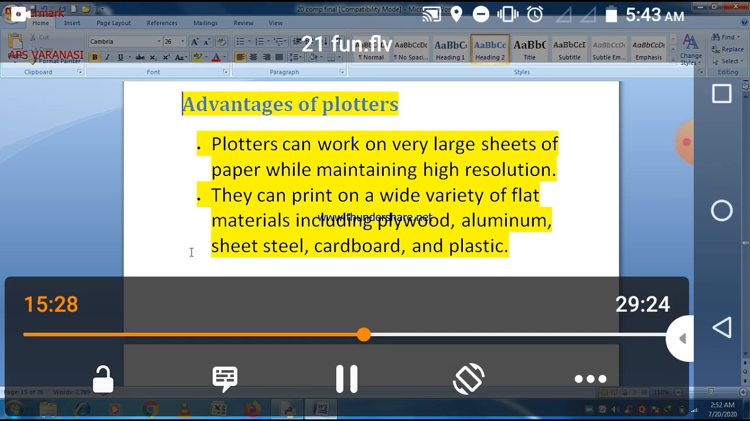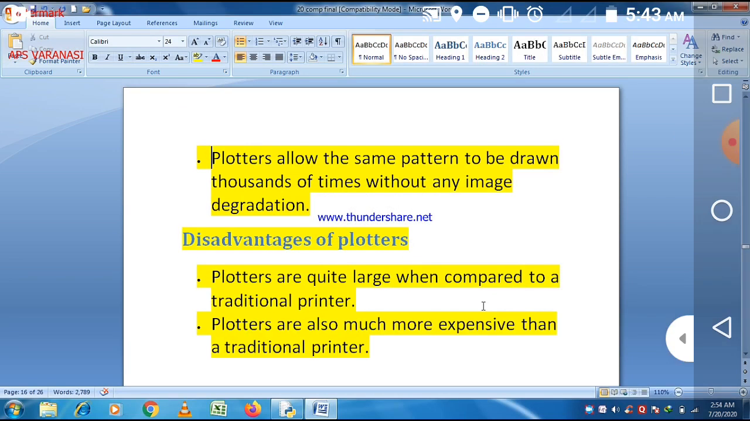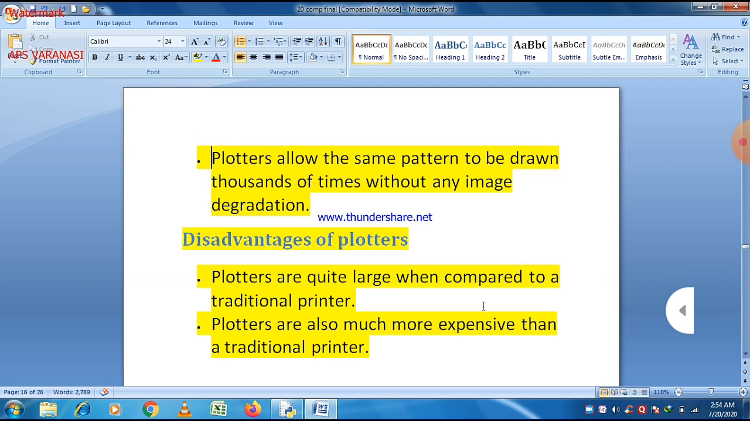Our next topic is plotters. Plotters allow the same pattern to be drawn thousands of times without any image degradation. That is the main advantage of plotters. If we want to print the same patterns thousands of times, then there is no image degradation. So plotters are used for commercial purposes also, to print high quality images.